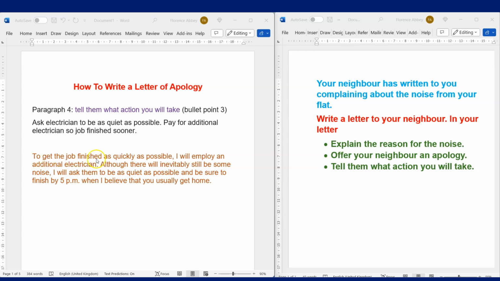To get the job finished as quickly as possible, I will employ an additional electrician. Although there will inevitably still be some noise, I will ask them to be as quiet as possible and be sure to finish by 5 p.m. when I believe you usually get home. So what we need to do now is just add the sign off to it, and then our essay will be complete. So let's look at the complete essay together.